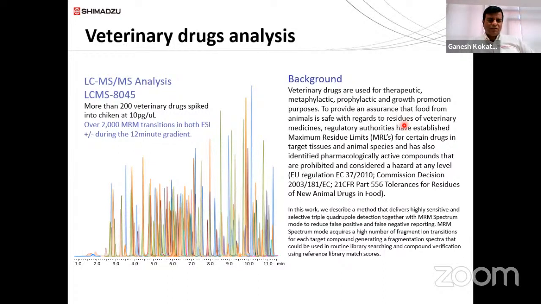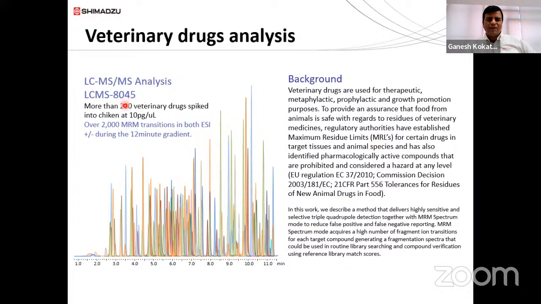So veterinary drugs also play a crucial role, because nowadays the regulatory authority has also implemented MRL levels, maximum residue limits, for those drugs. Those drugs are given to birds just for weight gain, and they are hazardous for human beings above a certain level. So the regulatory authority identified a maximum residue limit.